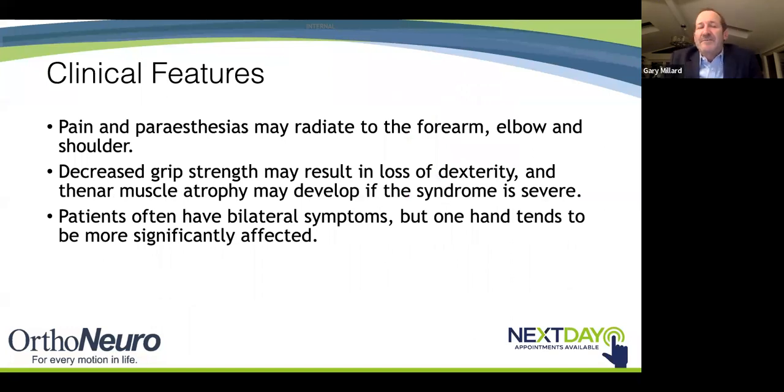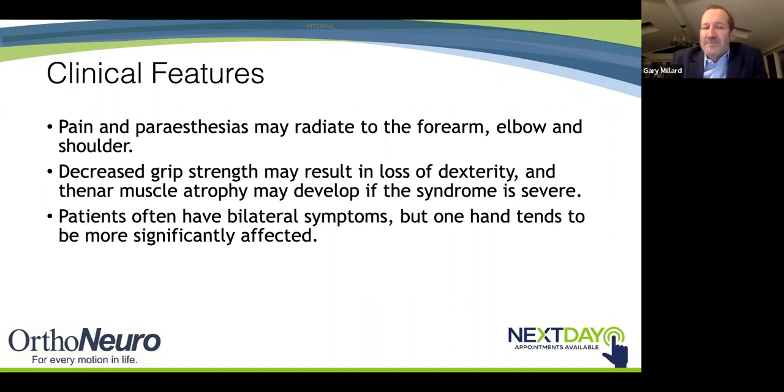A lot of times the pain and paresthesias don't just occur in the hand. A lot of patients complain of pain that feels like it goes all the way from their hand up to their elbow, up to their shoulder. Another very common complaint is a loss of dexterity. That means that they have a harder time using their hands, picking things up, feeling things. They feel like they tend to drop things a lot and they're not even aware they're dropping them.